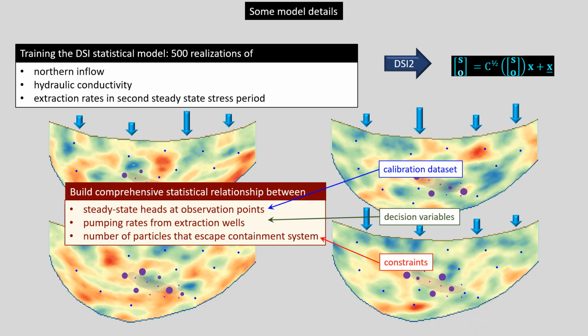These are my constraints. So 500 model runs based on 500 realizations of these components of the optimization under uncertainty process to build statistical relationships between them. The DSI utility that comes with PEST builds the statistical model, which I can now use to perform optimization under uncertainty.